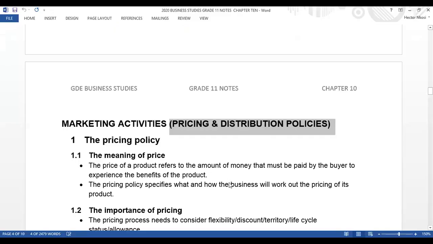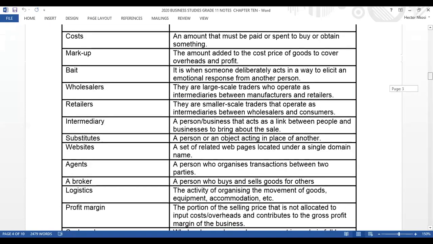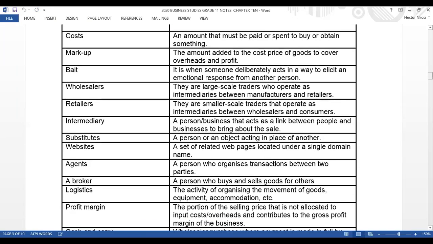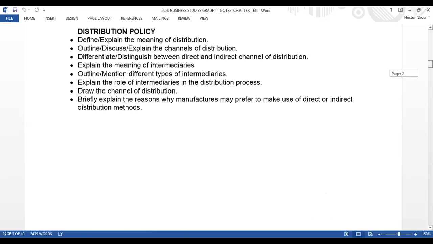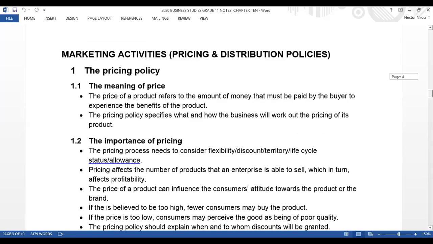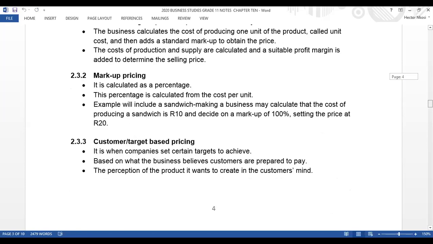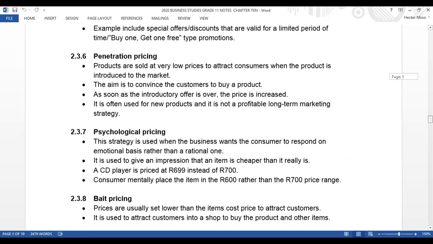Now, grade 12s, before we start, the other day we looked at the terms and definitions of this chapter, which is your price and distribution policy, right? We looked at these terms, so we're just going to skip. We looked at the techniques of pricing. All those were your techniques of pricing. We looked at them step by step.